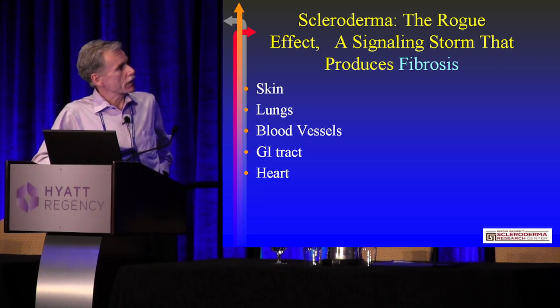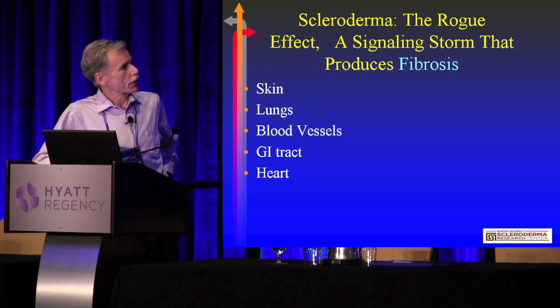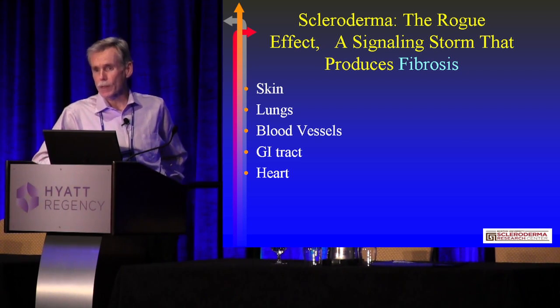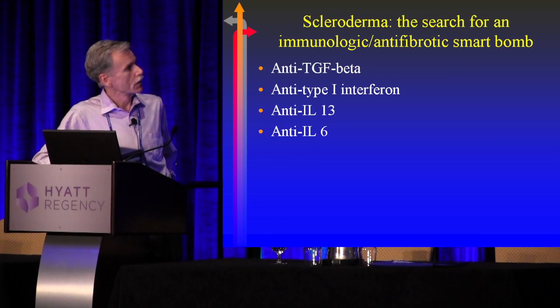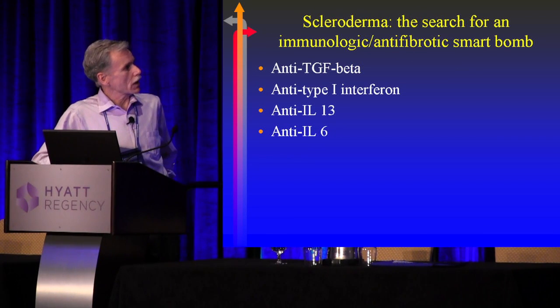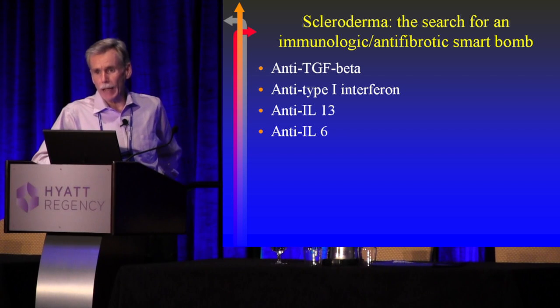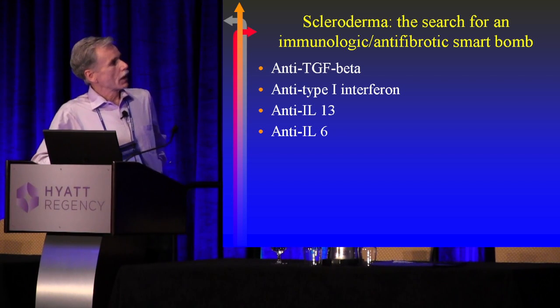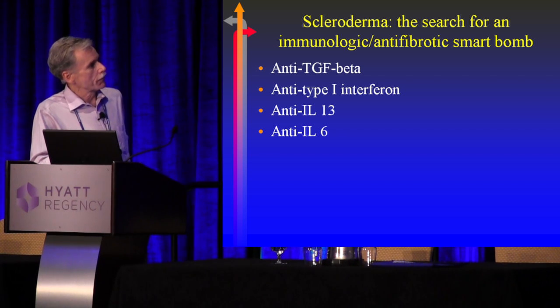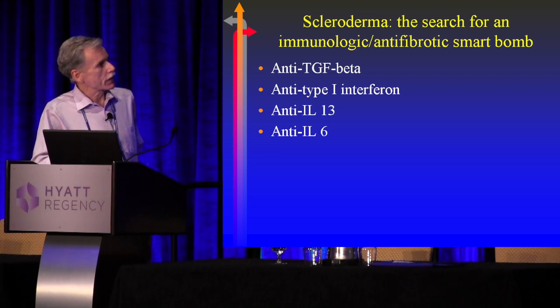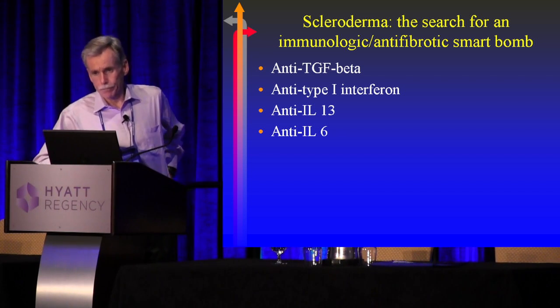But to back up for a second, in scleroderma, the rogue effect produces this signaling storm that produces the unique feature of the disease, namely fibrosis, in multiple areas: skin, lung, blood vessels, GI tract, and sometimes the heart as well. There are other immunologic targets we're actively researching right now. Those include antibodies to type 1 interferon, which is another important cytokine, anti-IL-13, and anti-IL-6, but probably this one, I'm hedging my bets on that one.